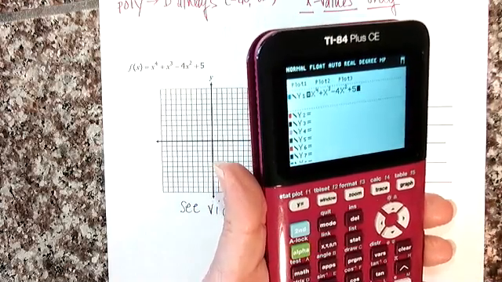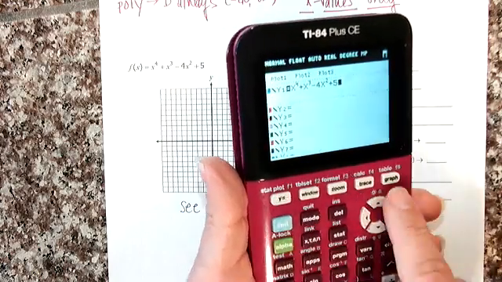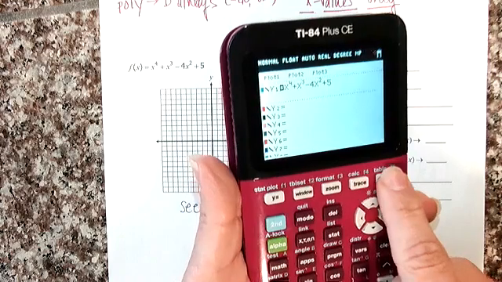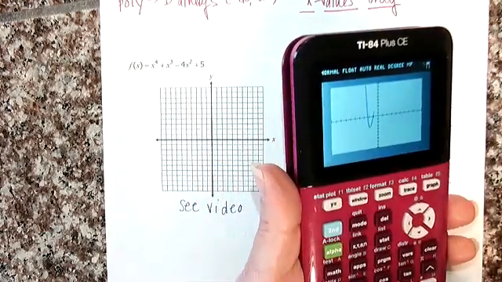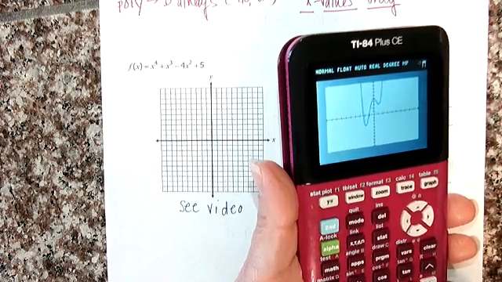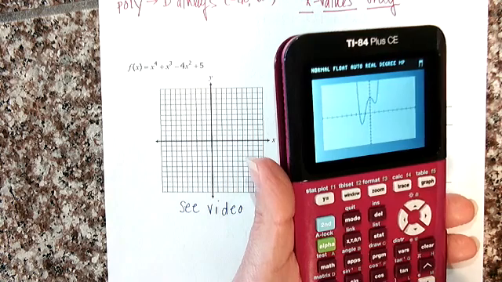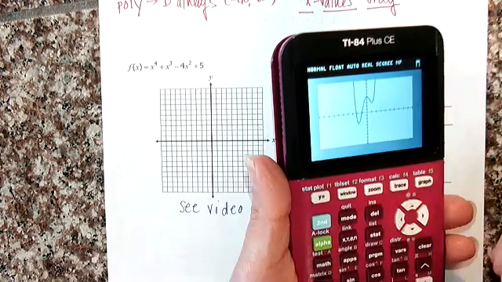And now I want to see what the graph looks like. So you have your whole Y equals plugged in. And now I want to see the graph. So I'm going to push graph. And let's see what it looks like. There it goes. It looks like a weird, I don't know, W or something. So I'm going to sketch this graph on my paper.